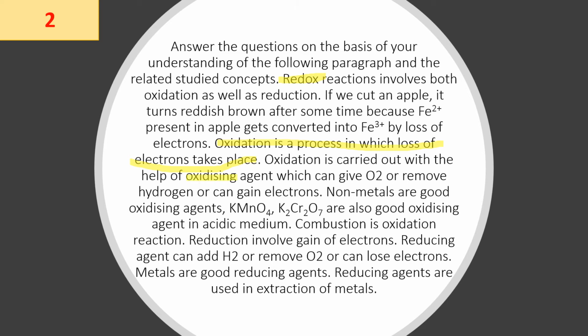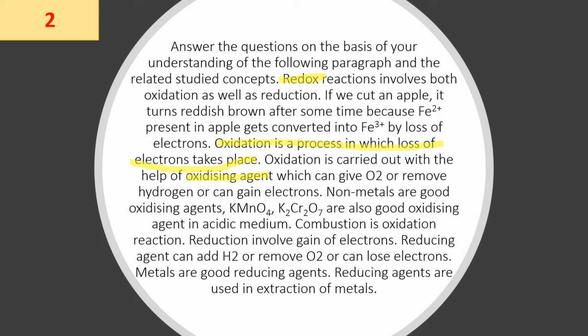Oxidation is carried out with the help of an oxidizing agent. So what happens to the oxidizing agent? It gets reduced. Non-metals are good oxidizing agents. KMnO4, K2Cr2O7 are also good oxidizing agents in acidic media. Combustion is an oxidation reaction, so combustion is an example of oxidation reaction. Reduction involves gain of electrons.